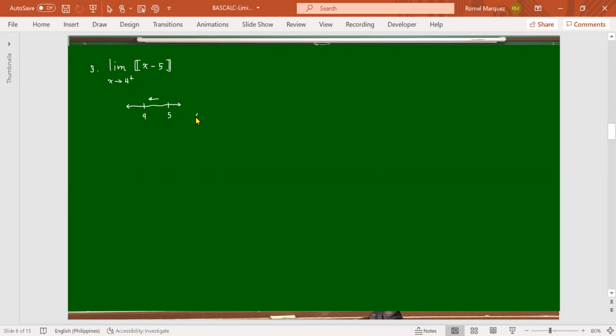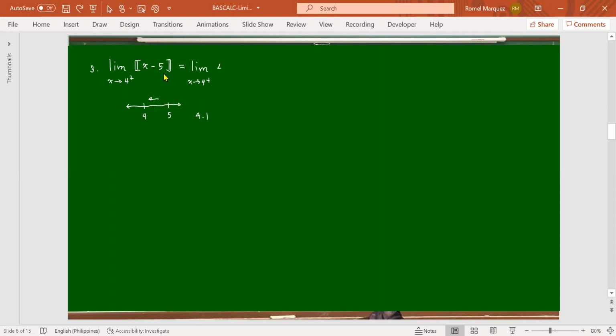Kapag ang value nyo, let's say 4.1, 4.01. So what is the value of this, guys? What's the value? This is constant in this interval from what? From greater than 4 to less than 5. Okay? Actually hanggang 4, no? Mula sa 4 hanggang less than 5, pare-pareho na 4 yan. Am I correct, guys?